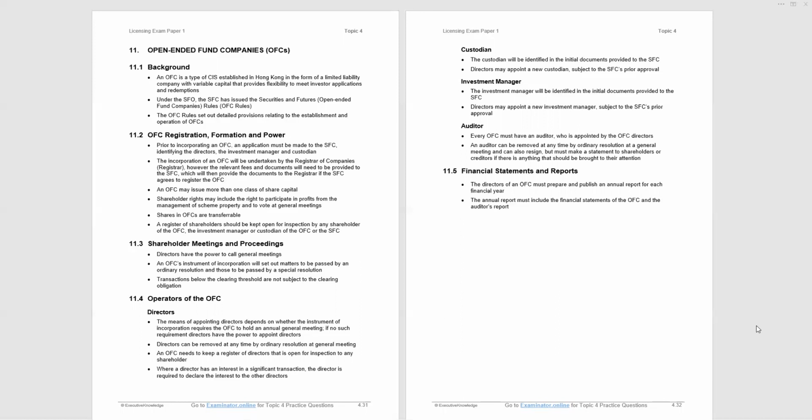Okay, that is the end of topic 4. You may have picked up topic 4 is a bit of a beast. There is a lot of information in there, and regularly it has the highest number of questions posed in the exam. A lot of detail in there that you don't come to intuitively. You just have to be aware of how things operate in Hong Kong.